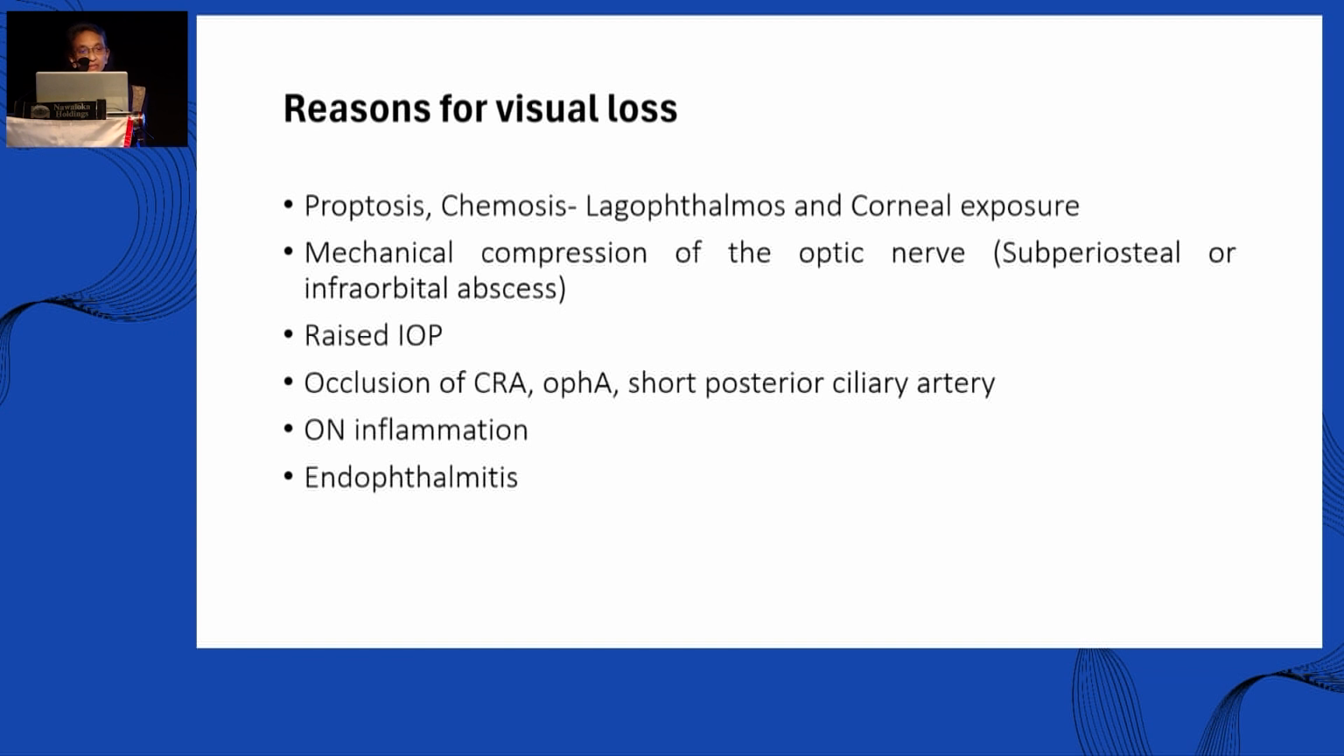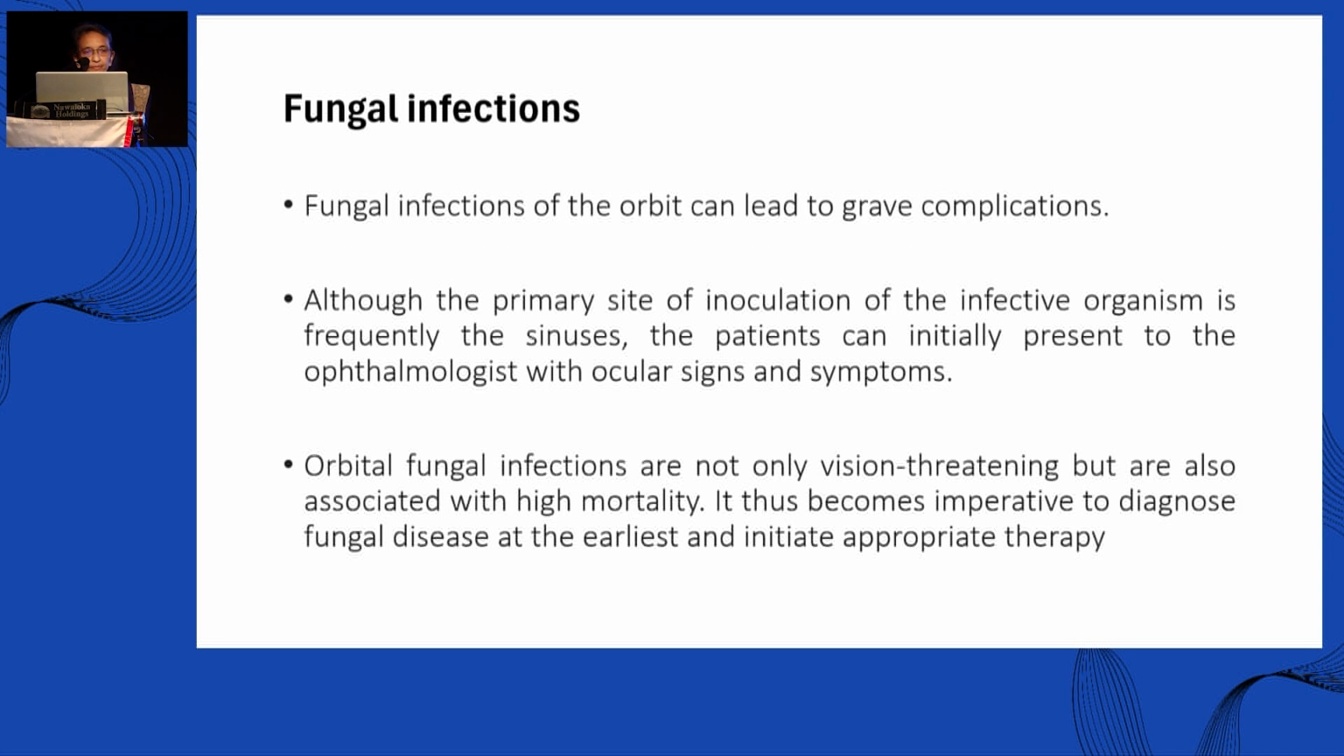And there's one thing: the patient can come with visual loss. Of course, that is obvious. The reasons for visual loss will be proptosis, chemosis, lagophthalmos, corneal exposure. Another is mechanical compression of the optic nerve by a subperiosteal or intraorbital abscess, and raised intraocular pressure. There will be vascular occlusions, optic nerve inflammation and endophthalmitis. Those are the causes of visual loss.